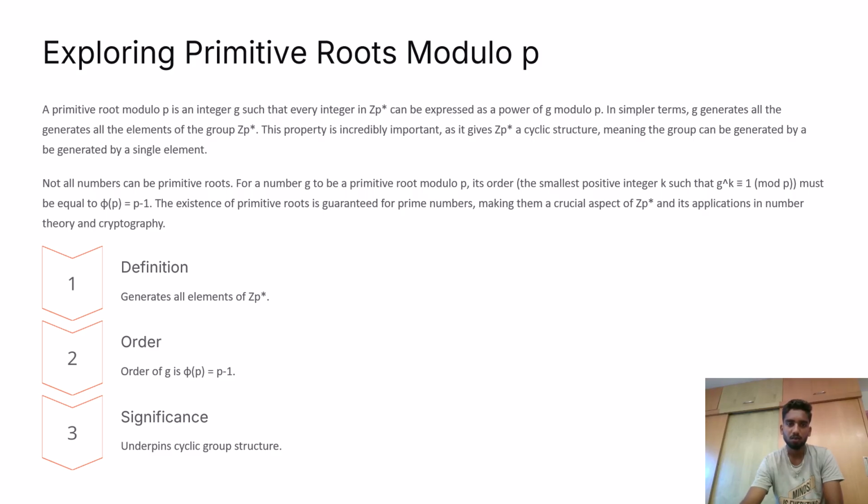The existence of primitive roots is guaranteed for prime numbers, making them a crucial aspect of Zp star and its applications in number theory and cryptography. Definition: g generates all elements of Zp star. The order of g is equal to p minus 1. Significance: it underpins the cyclic group structure.